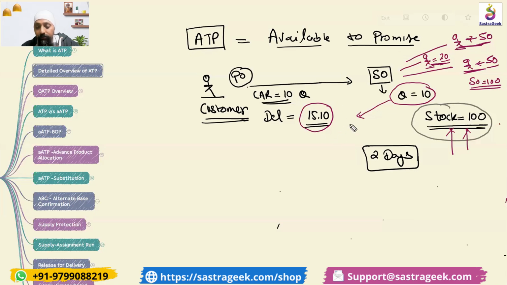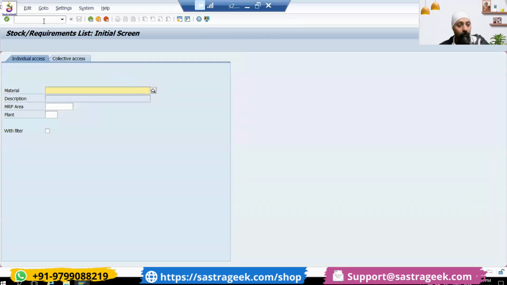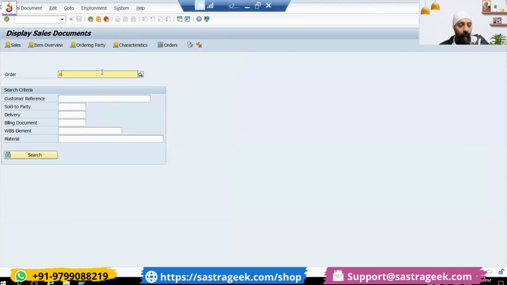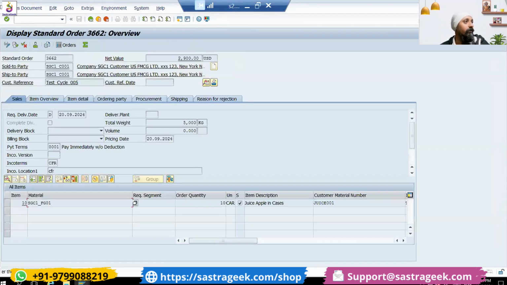And where is this promise displayed? If you know the sales order screens, in which screen in the sales order is this promise displayed? Quickly over the chat, let me know if you don't know. By the time, I will also try to open the system. Okay, I'm going to the VA03 screen of the sales order. I would have some existing order which we can check. Schedule lines is the correct answer, yes.